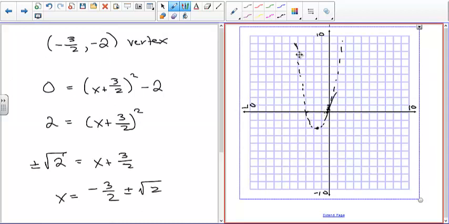So it doesn't help you out a whole heck of a lot. But we've got the key things here. We've got the vertex. We've got the x-intercepts. It's pointing upward because the coefficient in front of x squared is positive. So that's all we have to do with that.